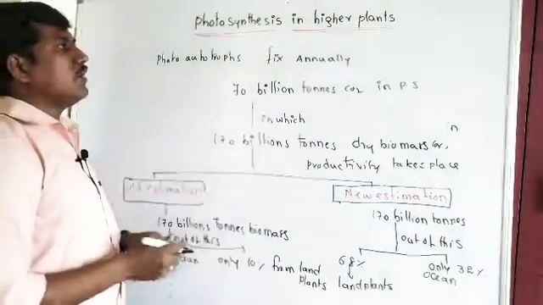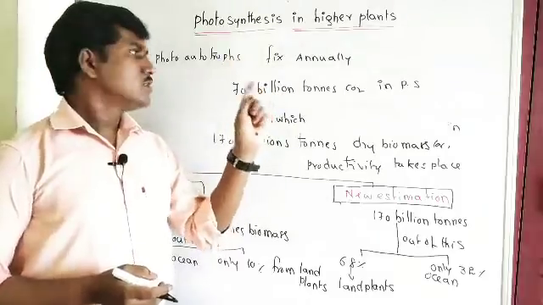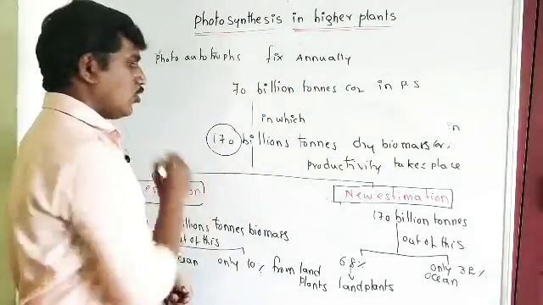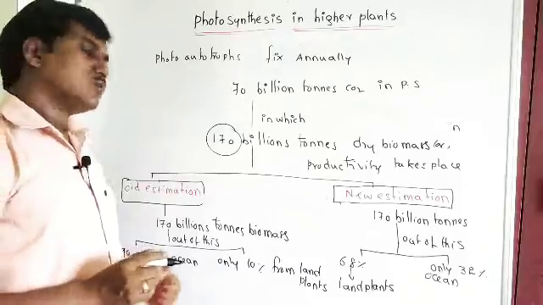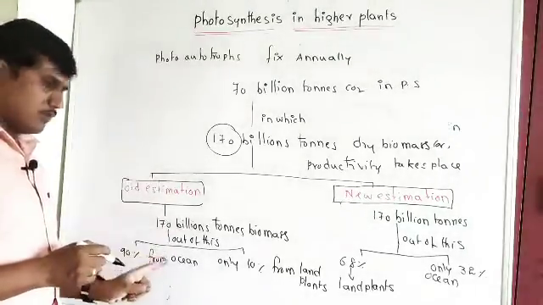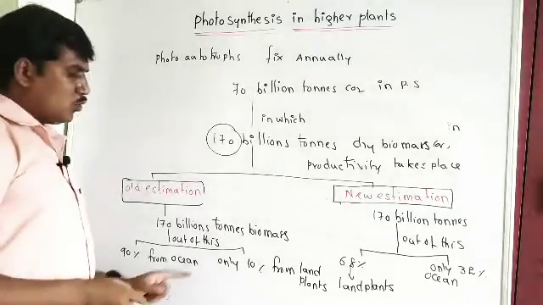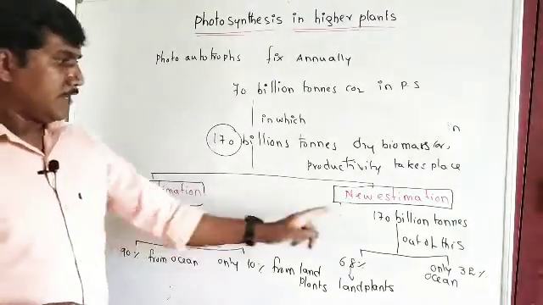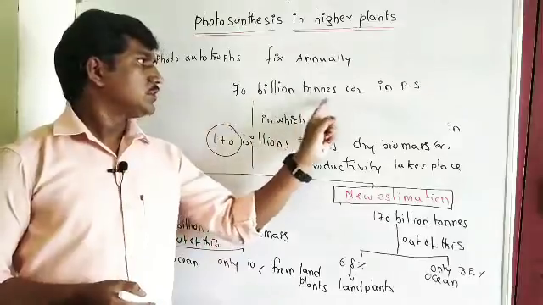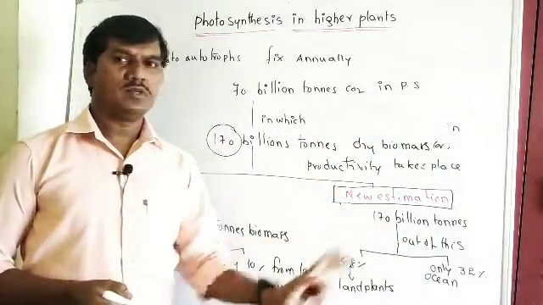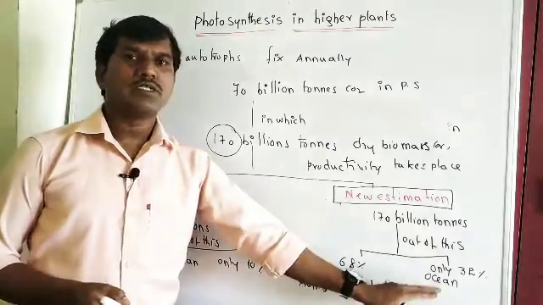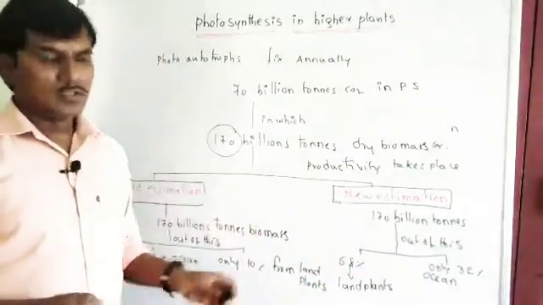So it's very important. Every year the plants during photosynthesis fix 70 billion tons of carbon dioxide. From this they give biomass or productivity, that is 170 billion tons. As per the old estimation, 90% of biomass is derived from the ocean, only 10% from land plants. As per the new estimation, 68% of biomass is derived from land plants and only 32% from the ocean. So it's very, very important.